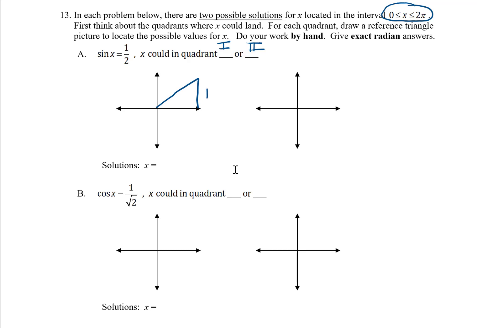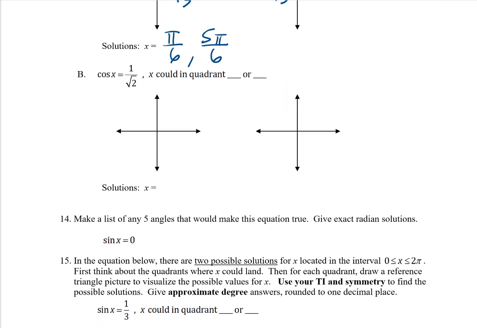If the sine ratio is 1/2, there would be my picture. This is a picture we've drawn a zillion times. This angle is 30 degrees, which means one possible answer in radians would be pi over 6. But you see there's another symmetrical answer over here in the second quadrant. Same basic picture, opposite over hypotenuse, same reference angle, but of course now the angle I'm looking for is this second quadrant angle. 180 minus 30 would be 150 degrees, which in radians would be 5 pi over 6. There's my two solutions.